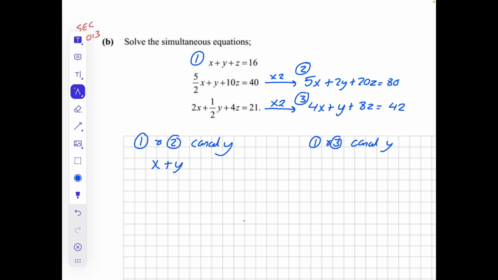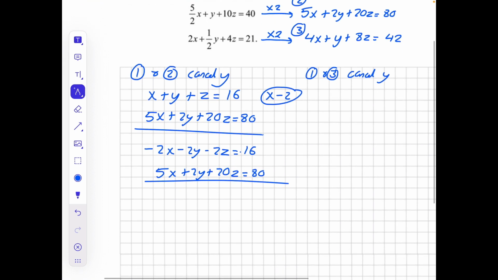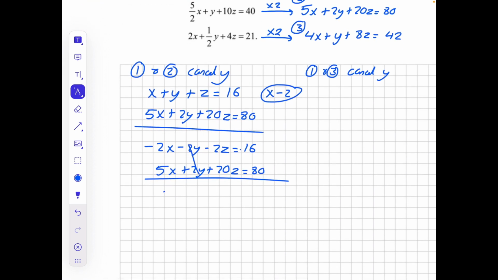1 and 2 and cancel y. So it's x plus y plus z is equal to 16, and okay, I need the y's to cancel, so I'm going to multiply that top line by -2. Okay, y's cancel, -2x plus 5x will give me 3x, plus -2z plus 20z will be 18z, is equal to... sorry, now, I've just made a very common error there. I never multiplied this 16 by -2, so that should be -32.